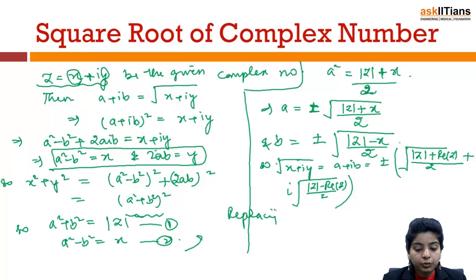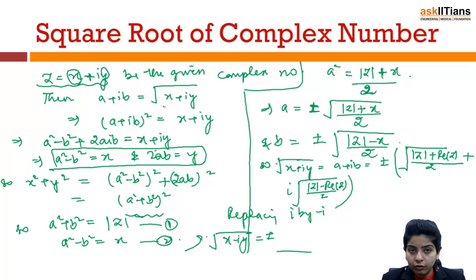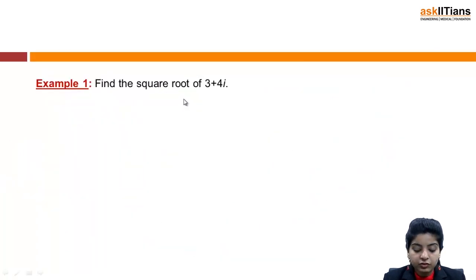Further, what you can do is replace i by minus i. If you do, then you can also get the value of under root of x minus iy, which would be again plus minus. You have to simply replace i by minus i and you'll get this value also, right? So this process is quite simple. We just need to assume one complex number to be equal to under root of the given complex number, and then find the values of a and b. Now we'll be discussing some questions based on this concept and the things will be much clearer.